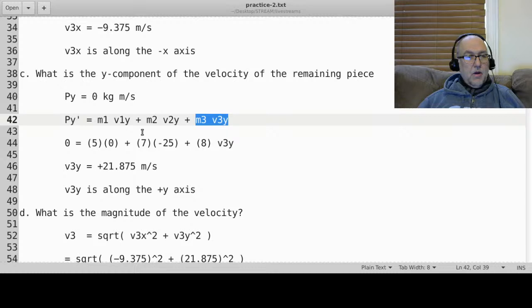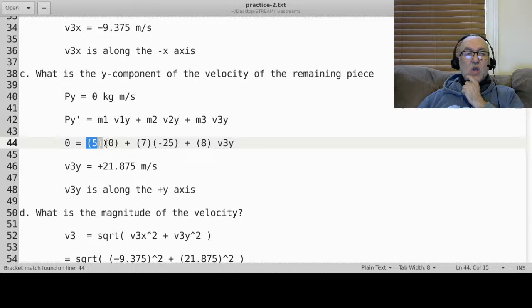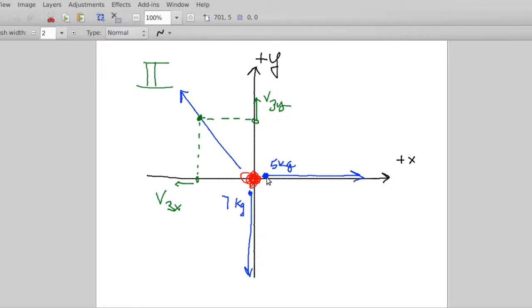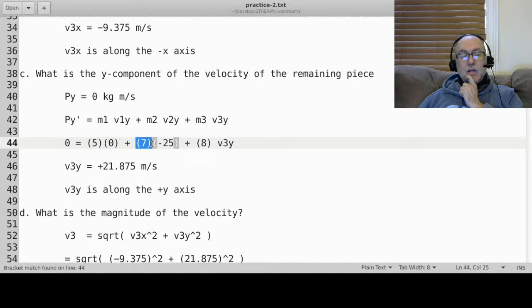So it's M1, V1, y component. This time, the 5 kilogram mass has no y component. Why is that? If you look at the diagram, the 5 kilogram mass is moving purely along the x direction, so it has no y projection at all. That's why that's zero. The 7 kilogram mass, this time it does have a y component, and it's purely in the negative direction, so it's negative 25 meters per second.